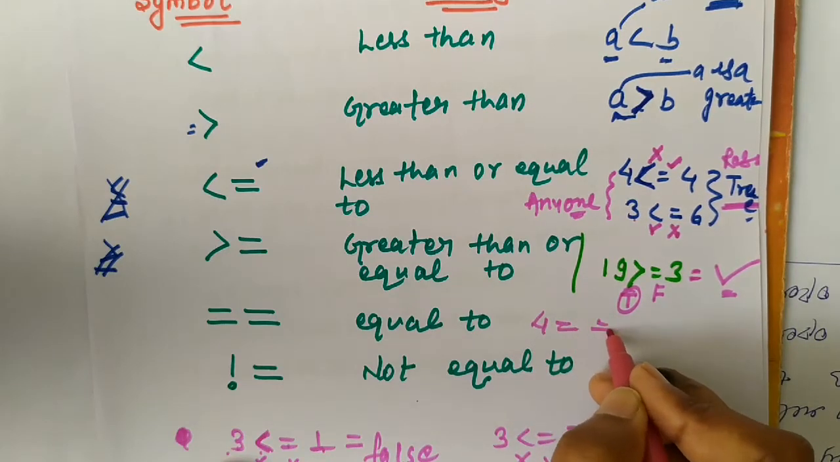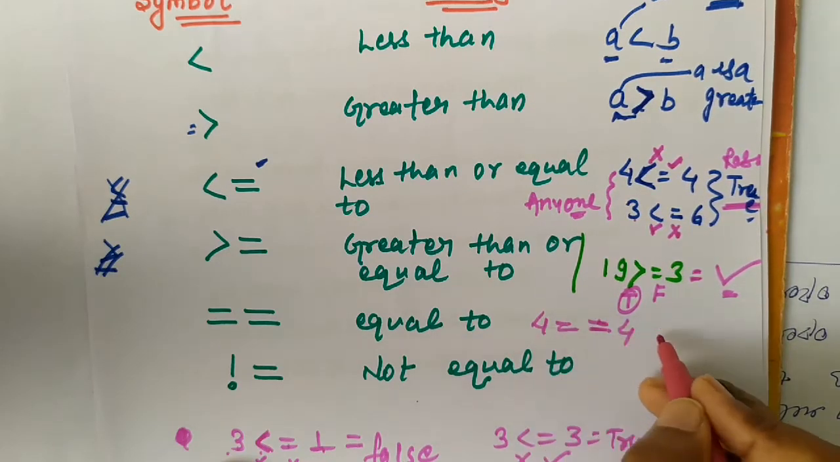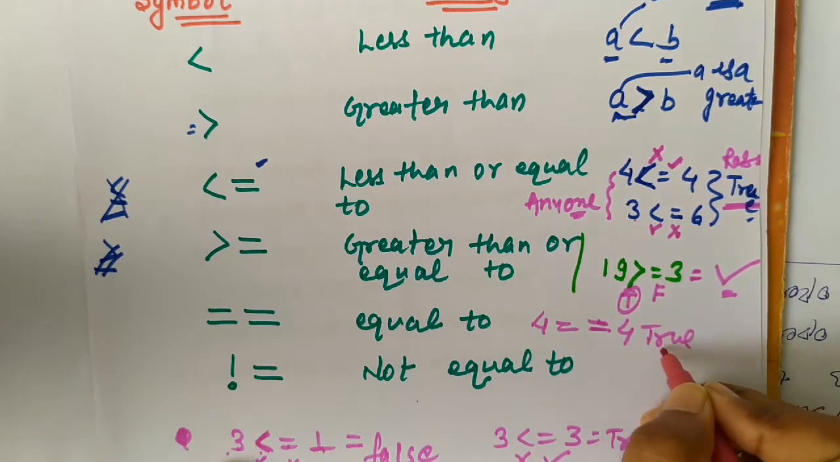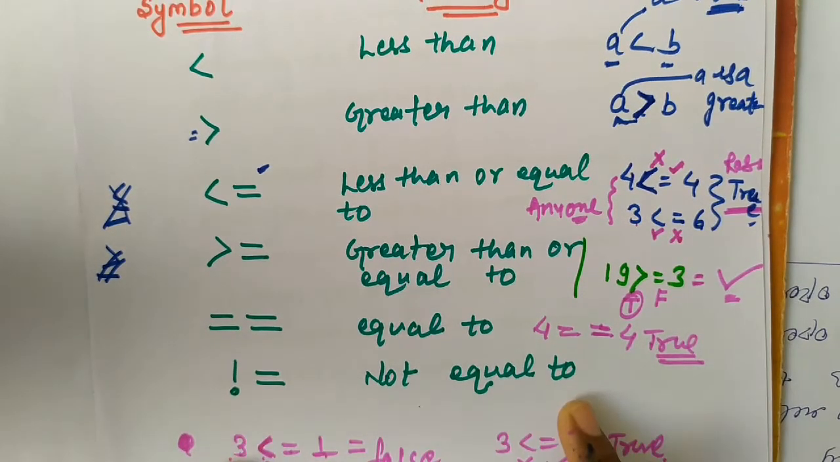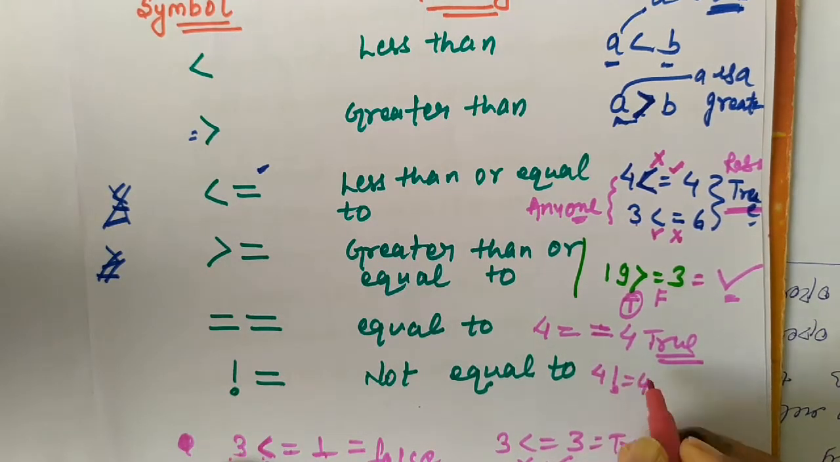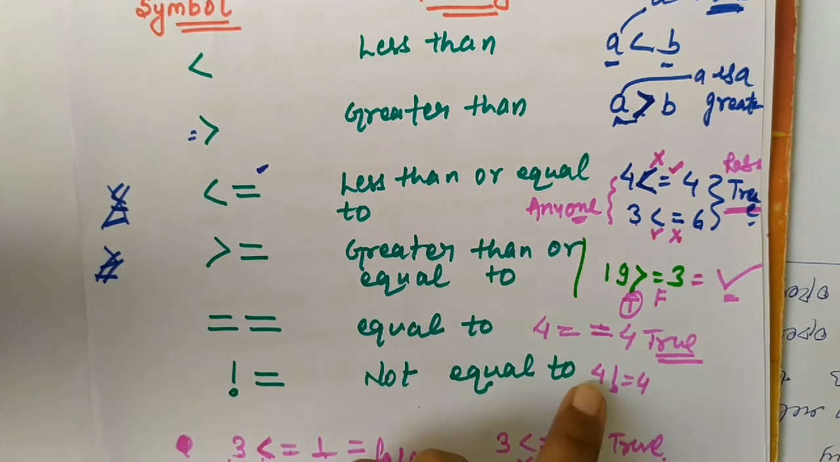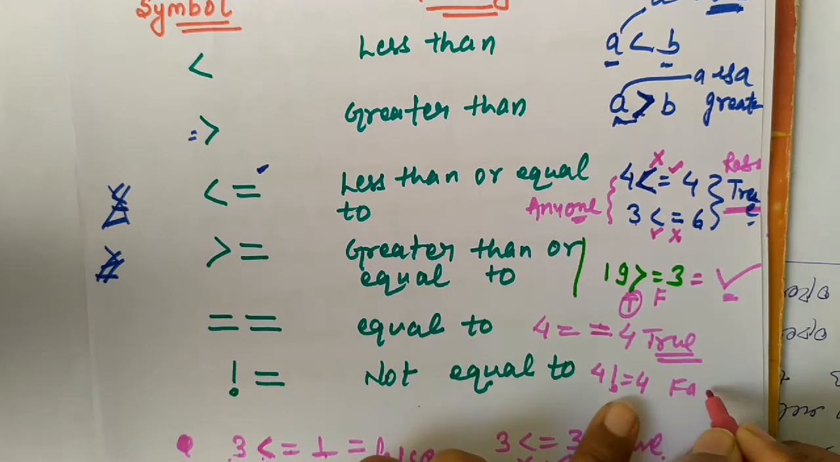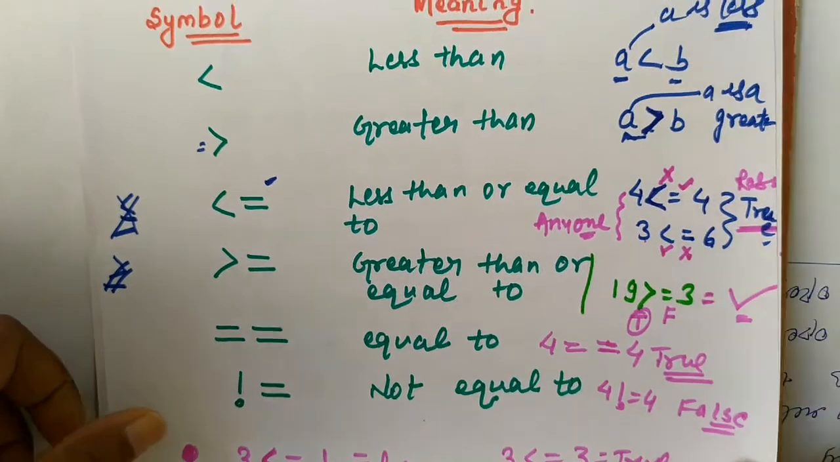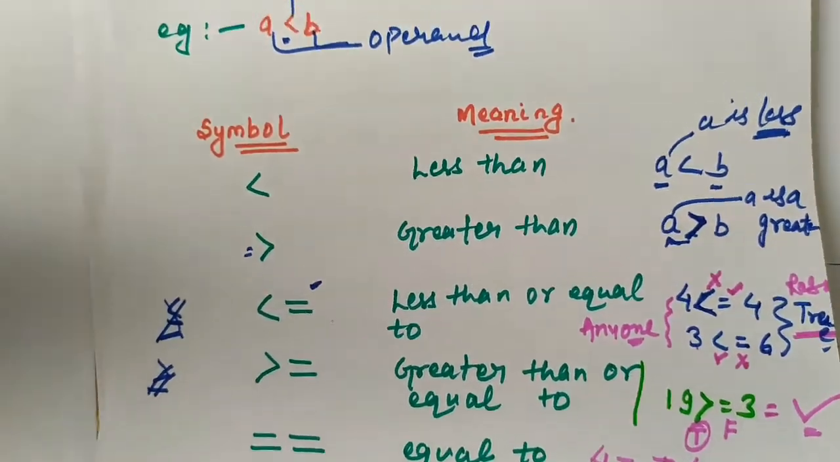Suppose 4 equal to 4. Both are equal, so the result is true. Next one is not equal to. Not equal to means 4 not equal to 4. Is 4 really not equal to 4? No. So this is false.